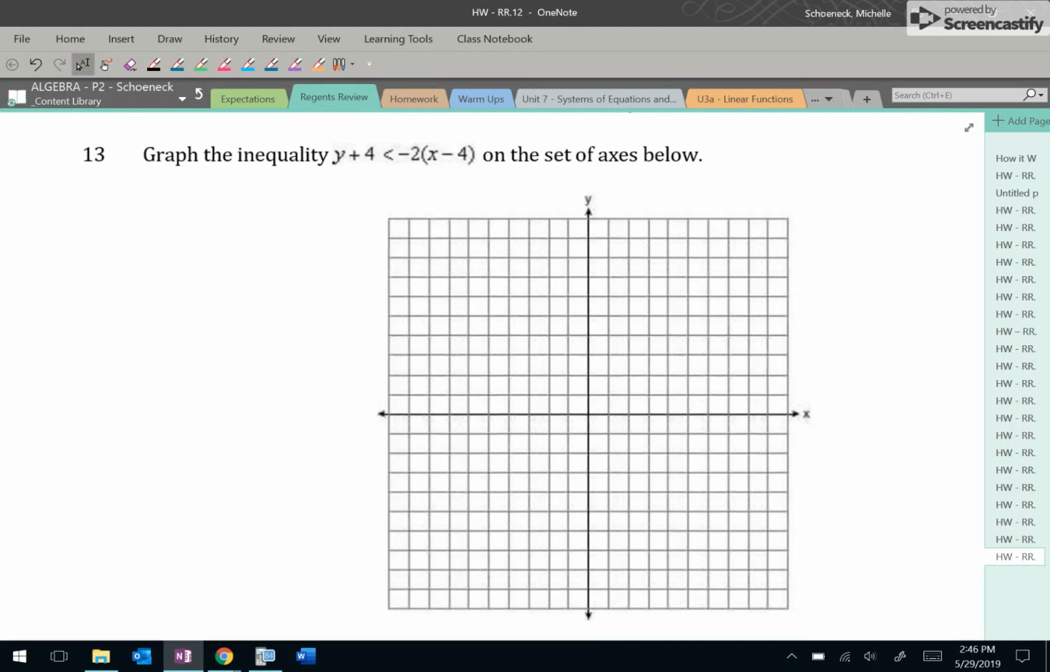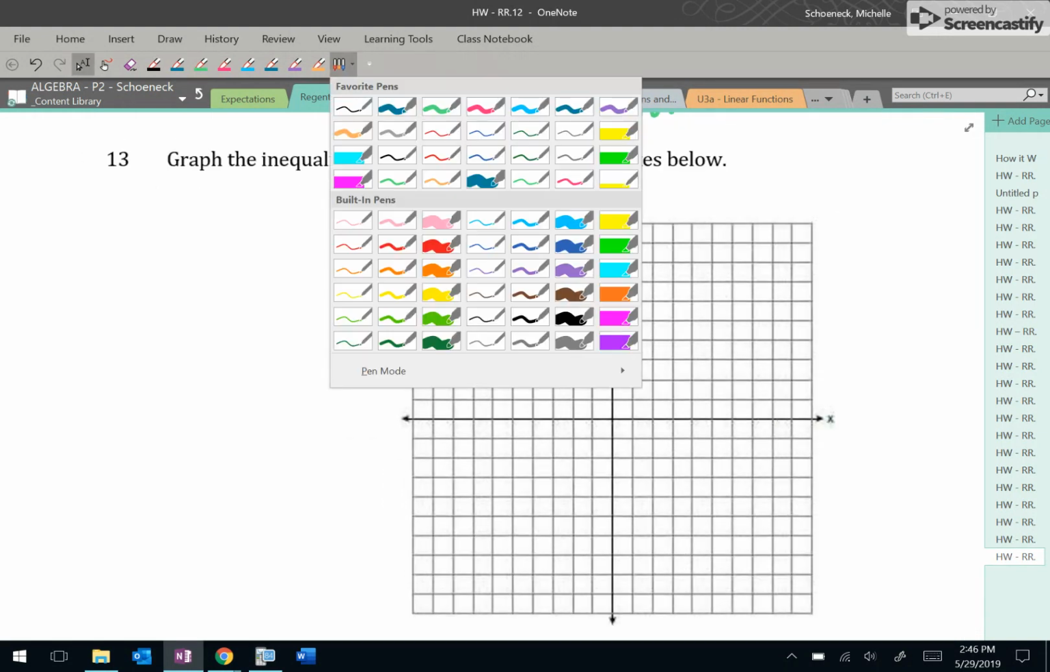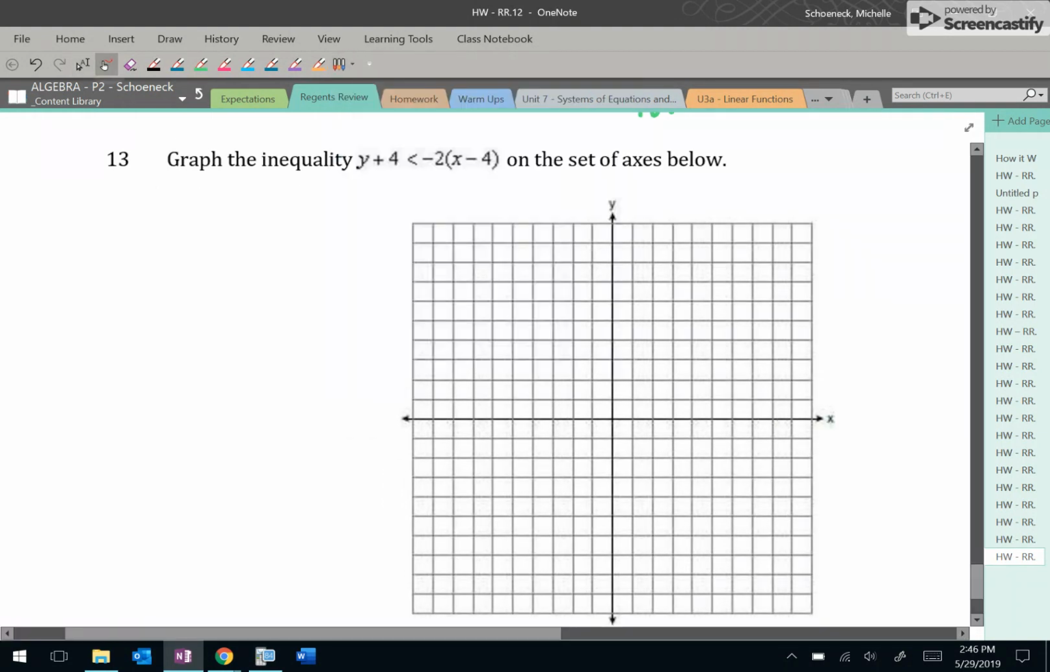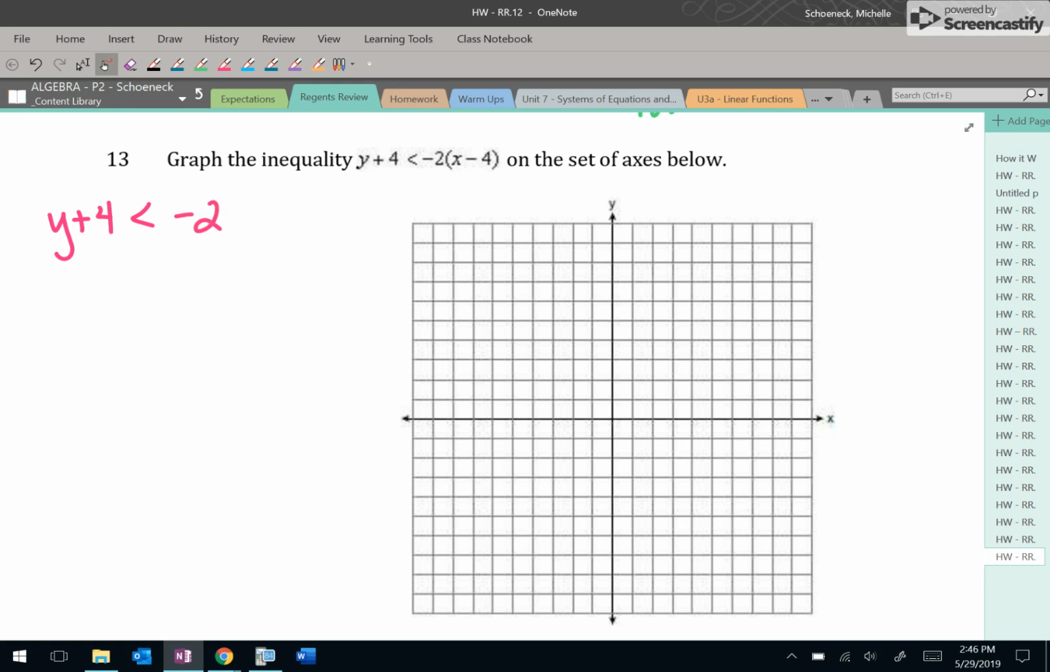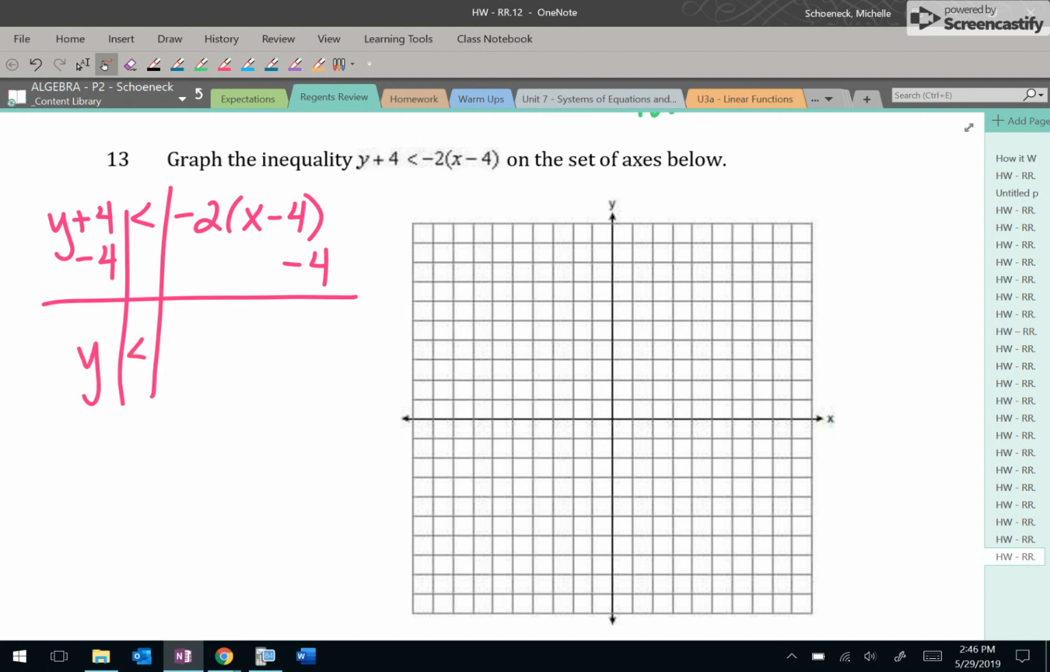Number 13, graph the inequality. All right, I'm going to start by solving it for y. y plus 4 is less than -2 times x minus 4. All right, and I will simply subtract 4 on each side. Now be careful, all right, because this is all going to stay within parentheses, and I'm just going to add on the -4.